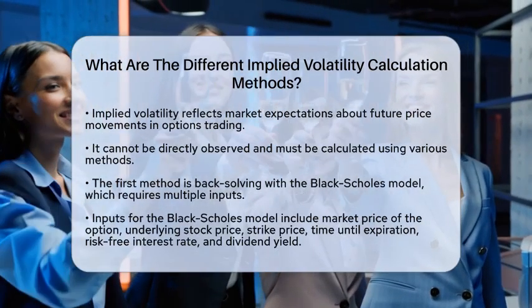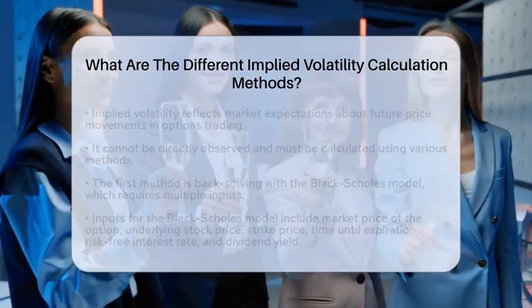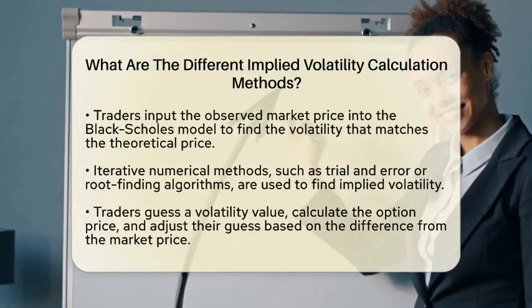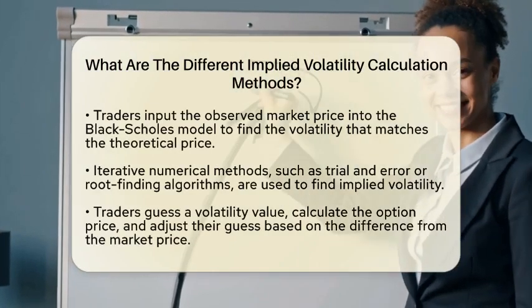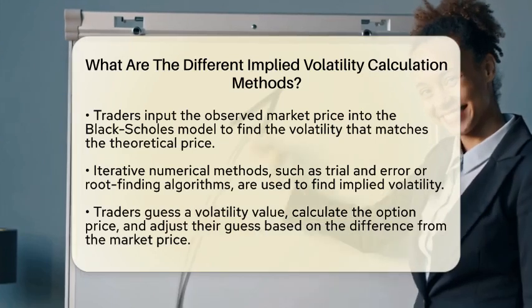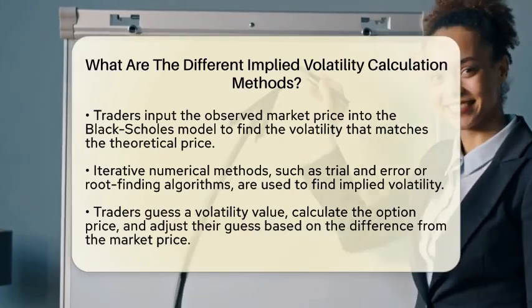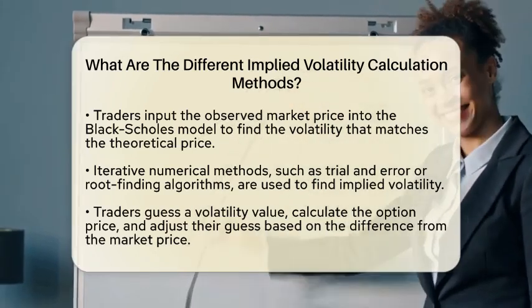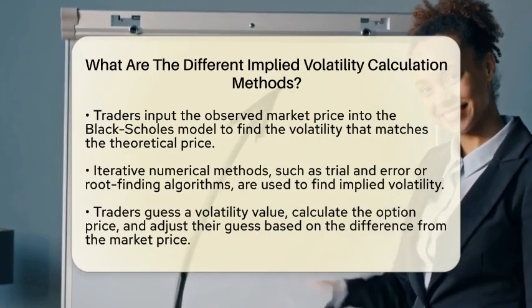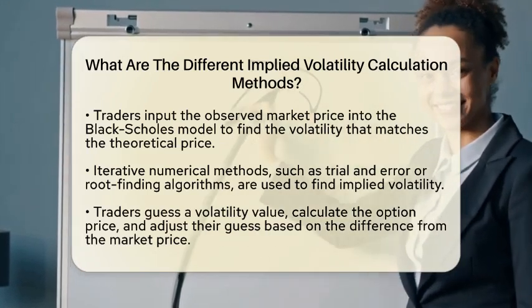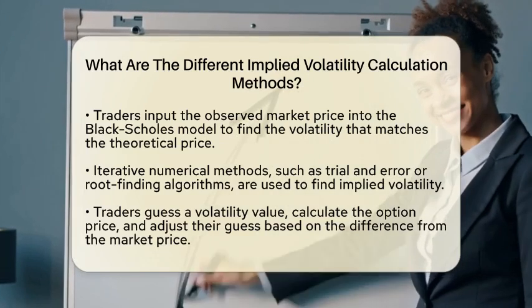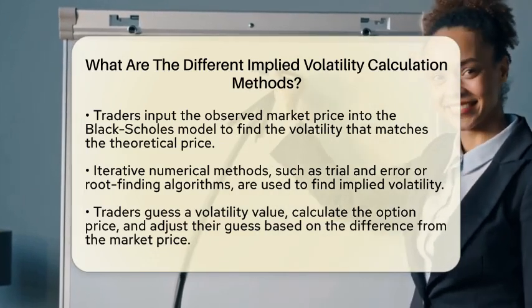Since implied volatility is not known, traders input the observed market price into the model and solve backward for the volatility value that makes the theoretical option price match the market price. This often involves an iterative search process, adjusting the volatility input until the modeled price aligns with the market price.